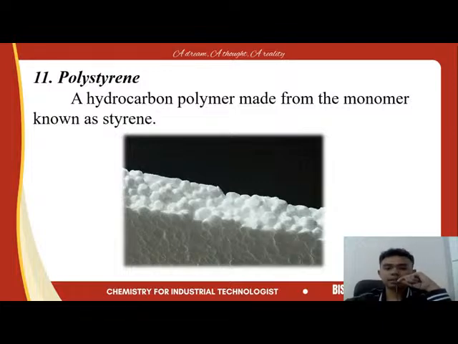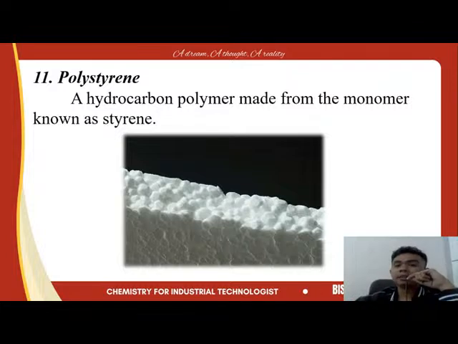Next to hydrogel, this is very common to us, the polystyrene. Okay, polystyrene. A hydrocarbon polymer made from the monomer known as styrene. It is widely used in the food service industry as rigid trays and containers, disposable eating utensils, and foam cups, plates, and bowls. Okay, this is known in our community as styrofoam.